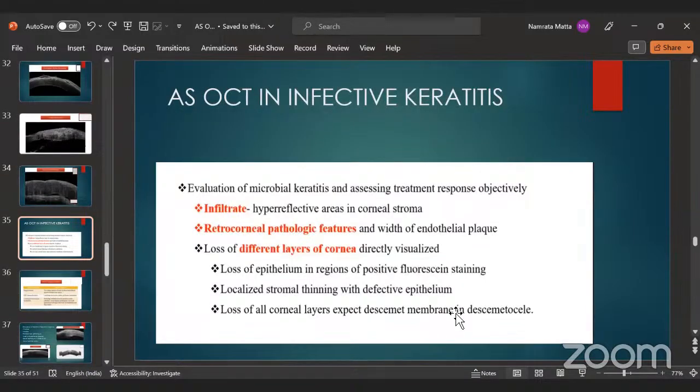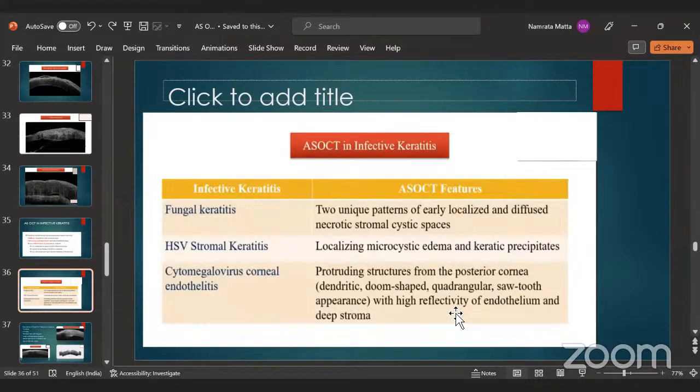So in cases of infective keratitis, it is a clinical diagnosis which we can do with microbiology and slit lamp examination, but also we can see the infiltrate as a hyperreflective area and retrocorneal pathologies as previously described, with the width of the endothelial plaque, and loss of different layers can be seen separately, like epithelium, stroma, and loss of all corneal layers also can be seen.